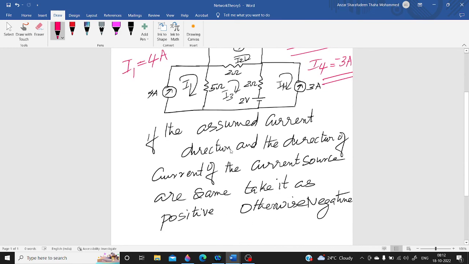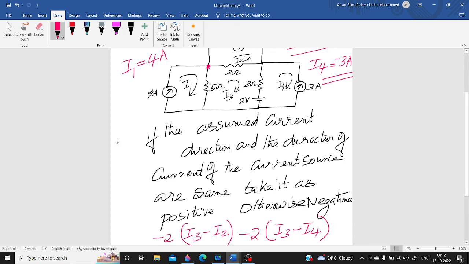In mesh 3, you apply Kirchhoff's voltage law. How will you apply it? Suppose I am starting from this point. The current is I3. So minus 2 into (I3 minus I2). I3 is the considered current and I2 is the opposite current. Here the considered current in the 2 ohm resistor is I3, so again minus 2 into (I3 minus I4), considered current minus opposite current.